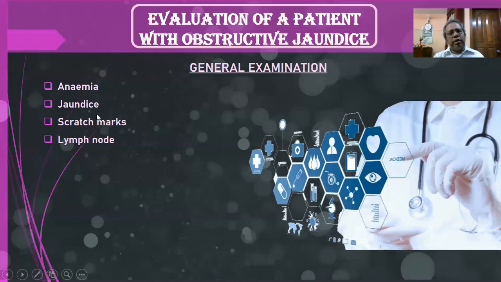The patient has itching, so there are scratch marks. If the patient has jaundice, it is a yellow color of the skin and mucous membrane. And if the patient has anemia along with jaundice, it may be associated with malignancy, it may be a carcinoma of the pancreas or cholangiocarcinoma, etc. So this you can assess from the general examination.